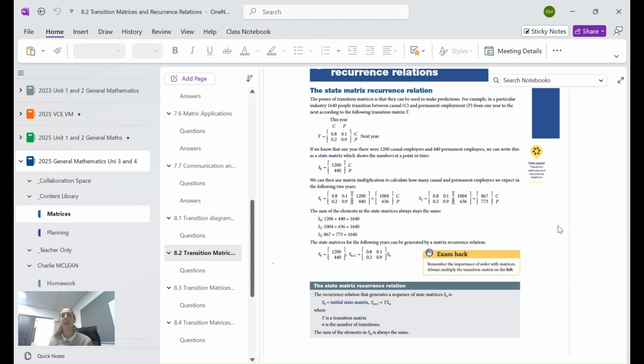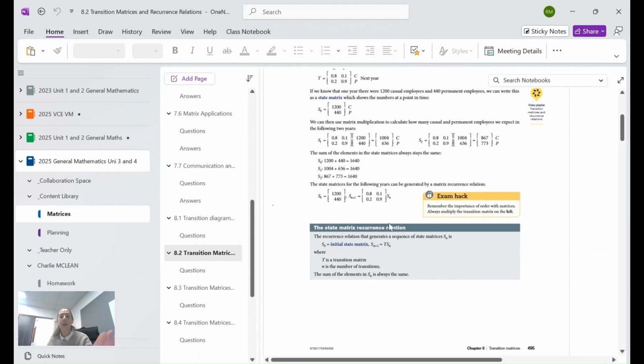Something to think about too, when we're doing matrices like this, is what it is that we're working with. In this instance, we're working with people, so it's appropriate to round to the nearest whole number. We can't have half a person in a job sitting between casual and permanent. So always go back to what is a reasonable answer. Is it appropriate to round in this case? What am I rounding to? It will not state it in the question. It is assuming that you are going to know whole people. We need to have whole numbers.